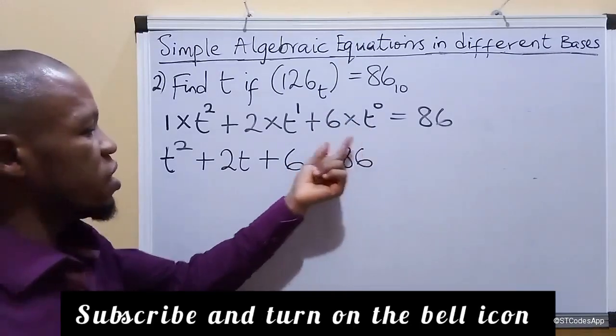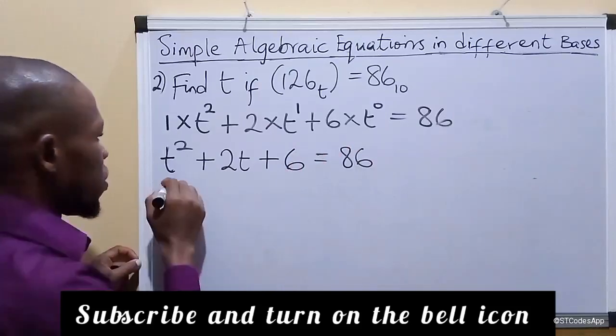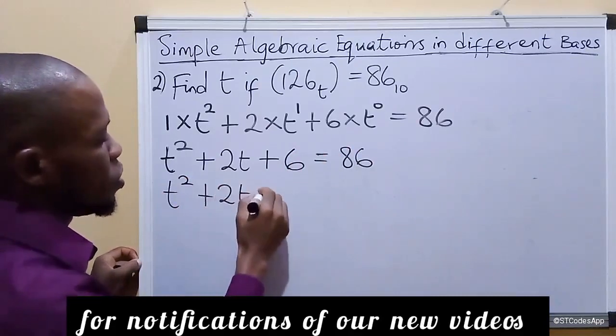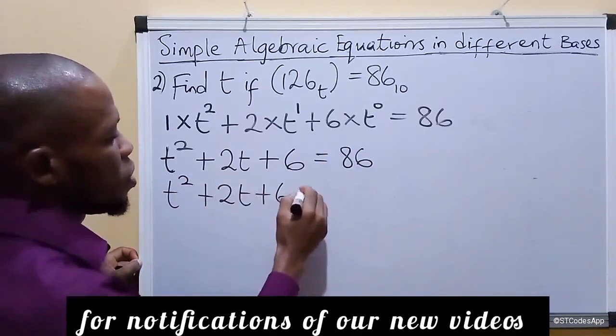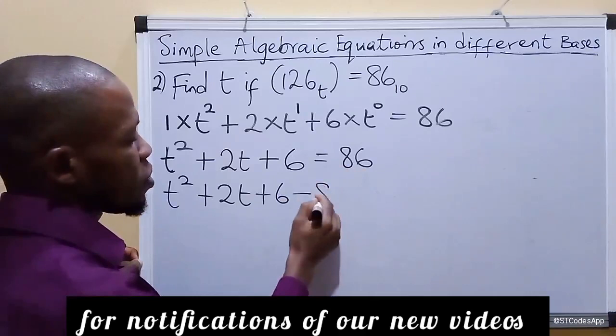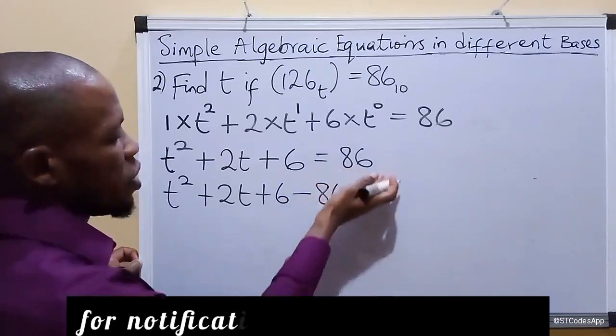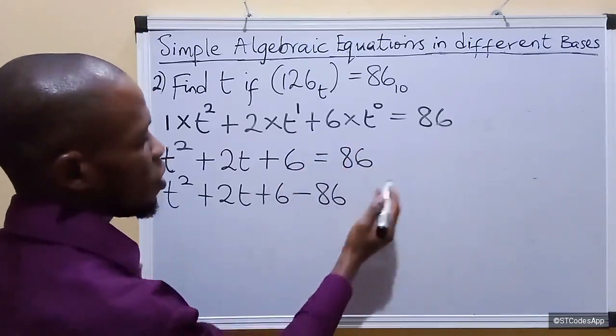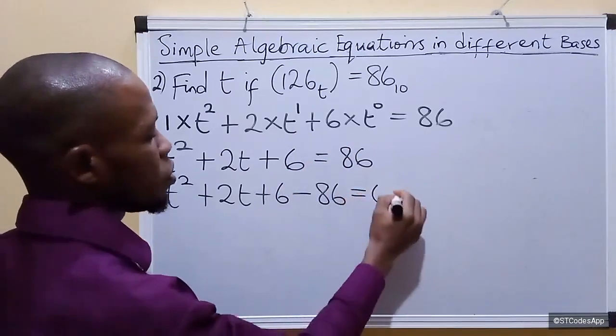We are going to bring over 86 to this side of the equation. We'll have t squared plus 2t plus 6 minus 86. When you bring it over to this side, it will change from positive to negative. And nothing is left on the right side of the equation, so we have equal to 0.